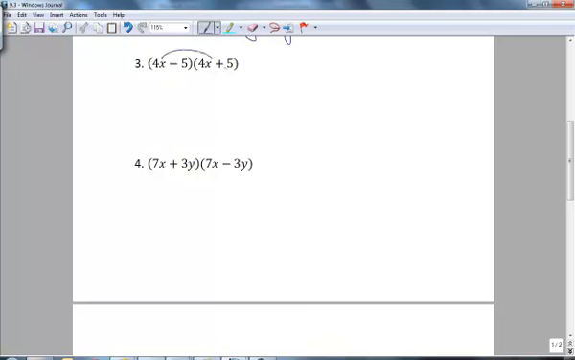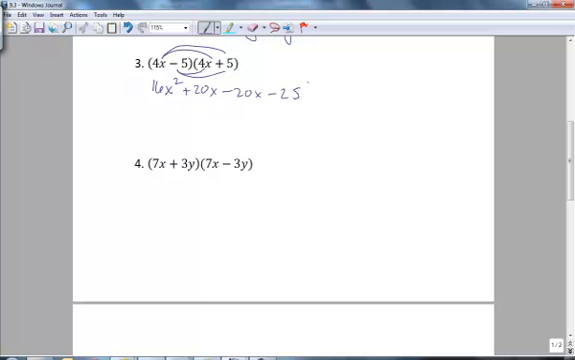Let's FOIL. So firsts give you 16x squared. Let's pay really close attention to the pattern of the outers and the inners. So the outers give you 20x. The inners give you negative 20x. It's a unique pattern that happens with this situation. Your lasts give you minus 25.